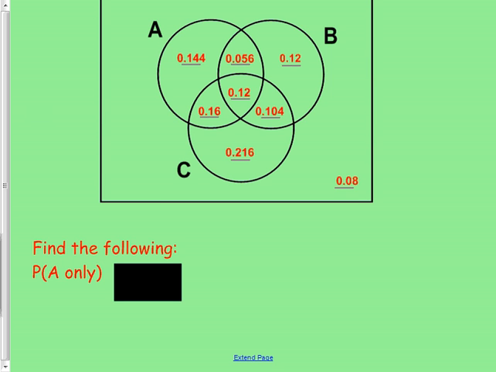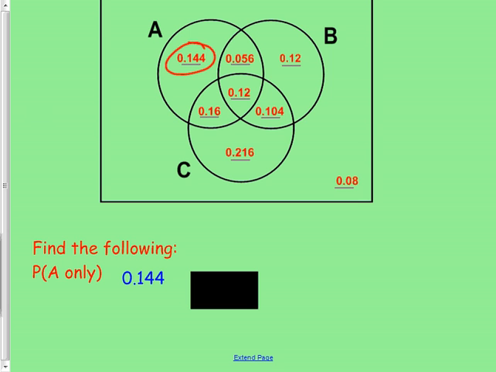It's a really simple answer. If you don't know it already, you're messed up. Because A only means just A, as in it can't be anything else. So that's the one right there. Raise your hand if you already knew that. Okay, good. If you were busy adding all those up, this one is not A only. It's A and B. So you can't say it's A only.